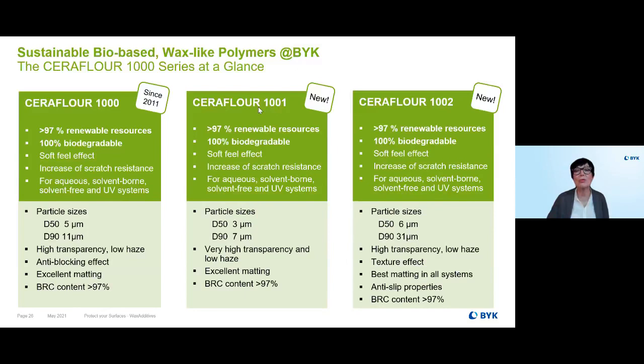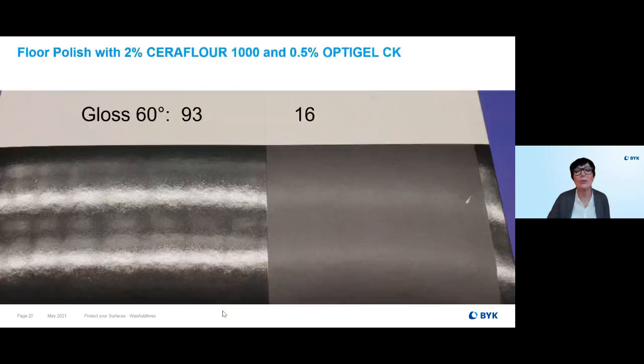if you are looking for semi-gloss floor polishes. And here we have three products to offer: the Sera Flower 1000, 1001 and 1002. They are different in particle size distribution, and they will give you an excellent matting. But of course, you have to keep in mind these are 100% products, easy to incorporate, but you need certain shear forces here.